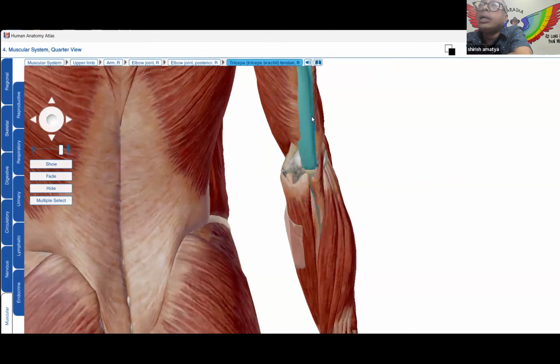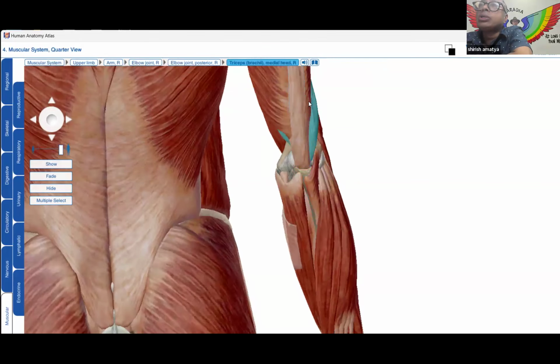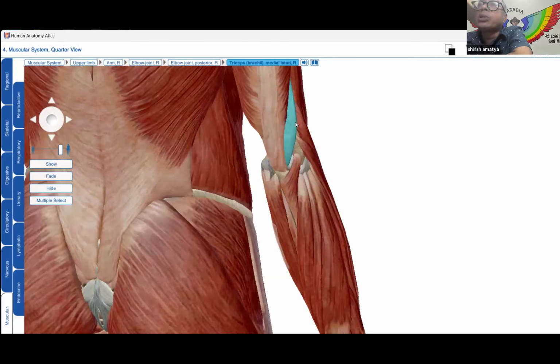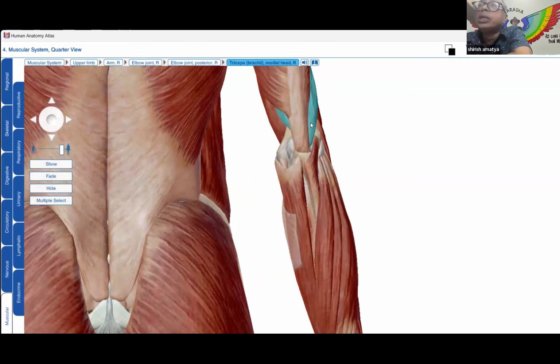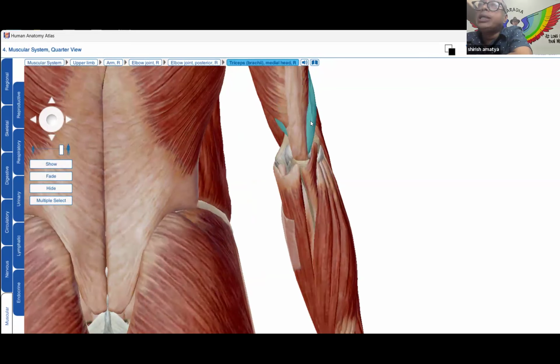And in the lateral aspect, there is a lateral head. So a small lateral head is there. And in the deepest part of the posterior aspect of the elbow, this one is the medial head of the triceps muscle. So the most inner or deeper one is the medial head of the triceps.